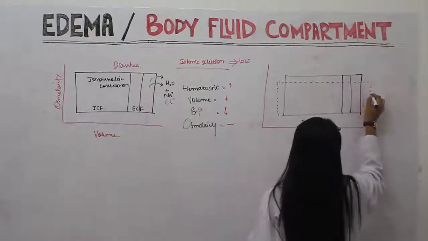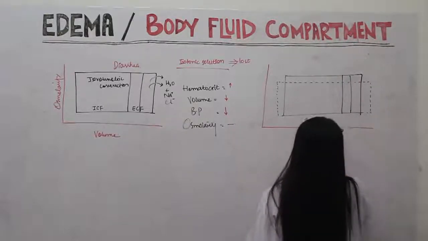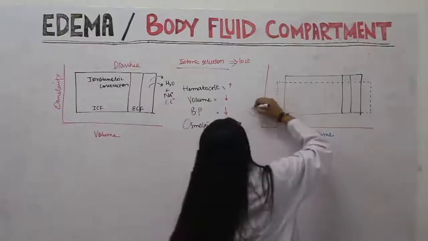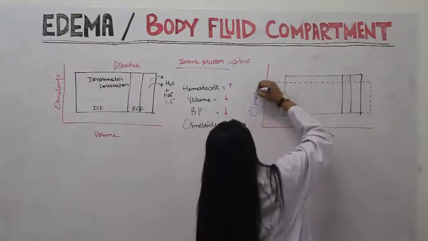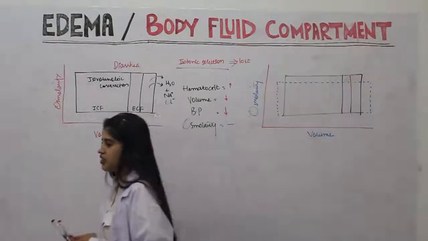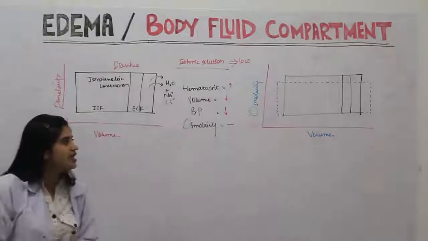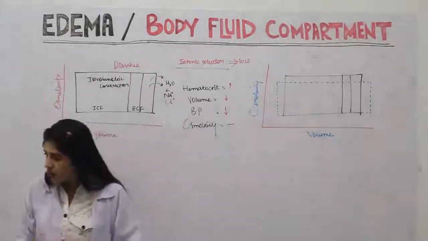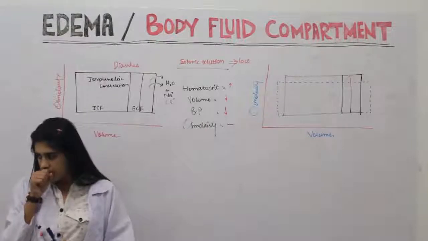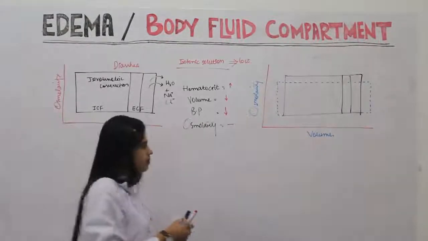What is this condition in which volume has increased? You must know that volume has increased and osmolarity has decreased. Just tell me, hurry up. What is this condition in which volume has increased but osmolarity has decreased? Hypotonic volume expansion.